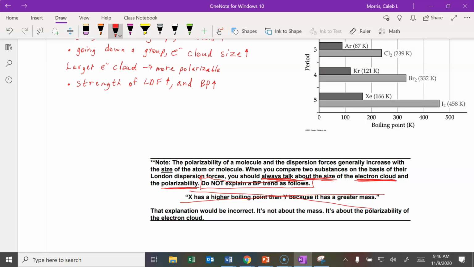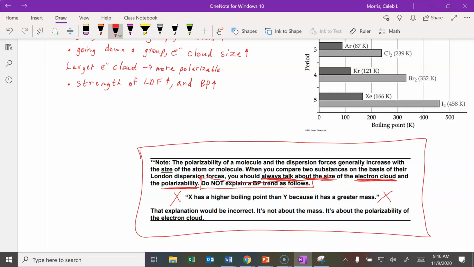Don't do that. I'm going to erase that X so we make sure we're not going to cross it out, because I want you to be able to read it. But yeah, don't do this. This is the wrong answer. Okay. It has nothing to do with mass. It has to do with the size of the electron cloud or the number of electrons. Even though the trend is very similar, if you answer the question this way, you will get it wrong because it is not the reason. The reason is the number of electrons. So put a star by this, and don't forget, if you're comparing LDF, you always talk about the size of the electron cloud, not the mass of the atom.